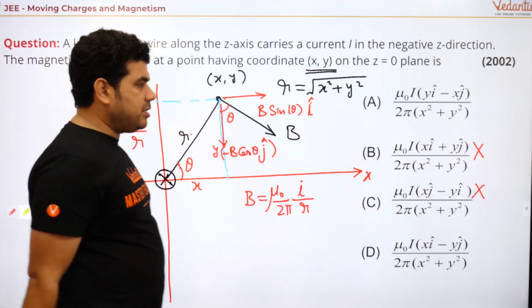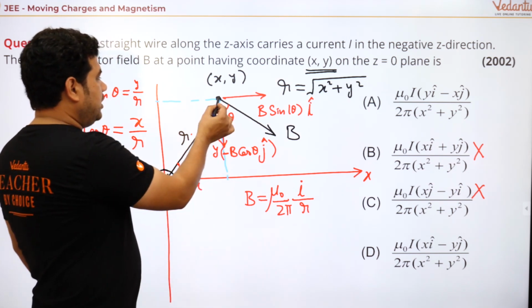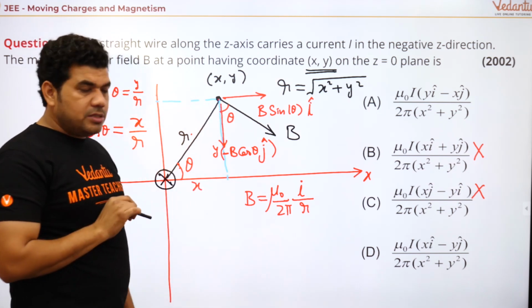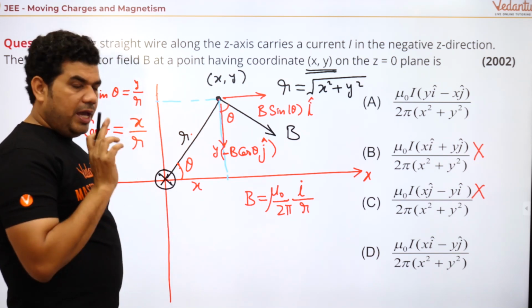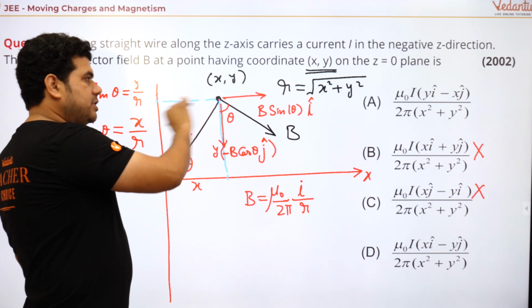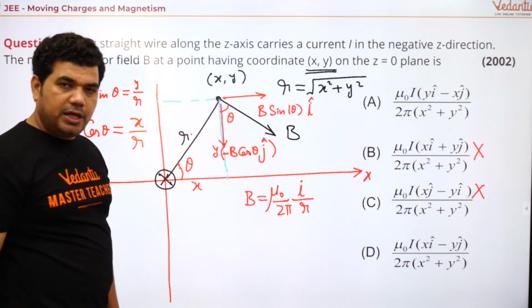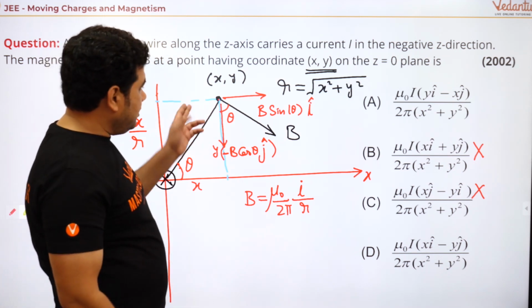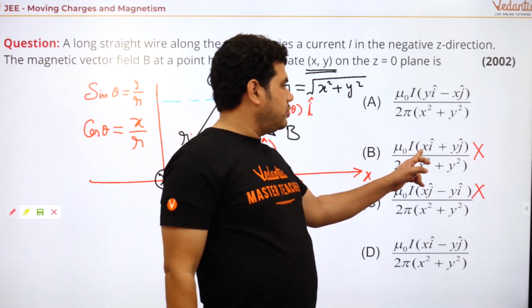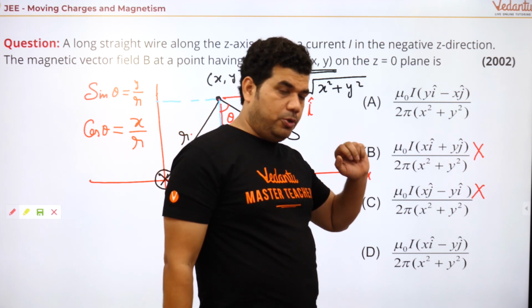अच्छा, दूसरा जुगाड़ भी देख सकते हैं. If this point is here, means x coordinate is 0. If x coordinate is 0, direction is purely in y direction, sorry, positive x direction. So put x is equal to 0, direction is j, not possible.